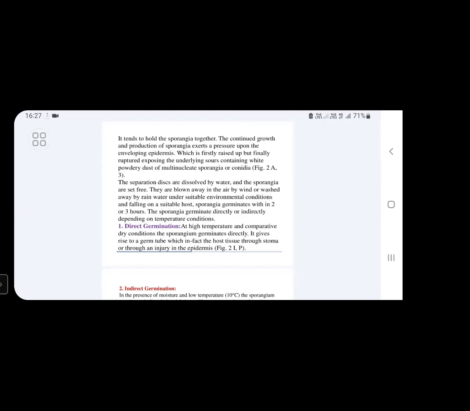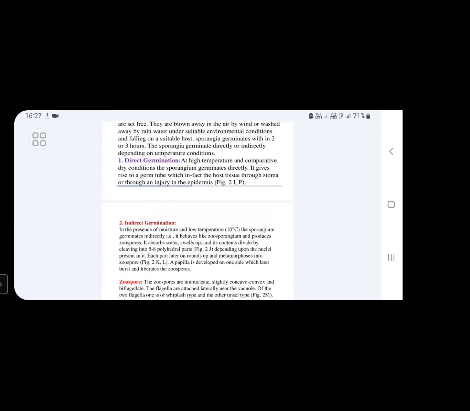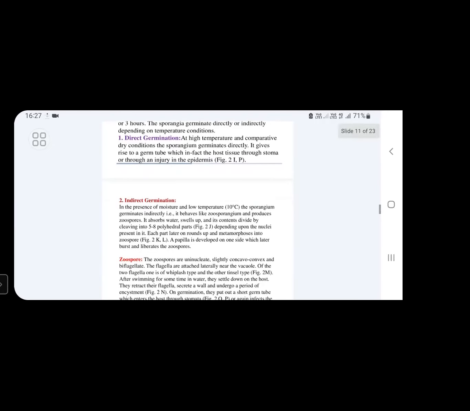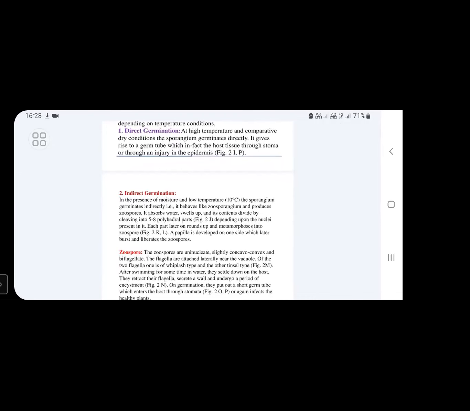Once these conidia are liberated, they have to germinate. How this germination takes place, we will see now. It depends on environmental conditions and temperature. Conidia show two types of germination: direct germination and indirect germination. In Phytophthora also you see two types of germination, and in a similar way Albugo also shows two types. How direct and indirect germination take place and what their consequences are, we will discuss now.